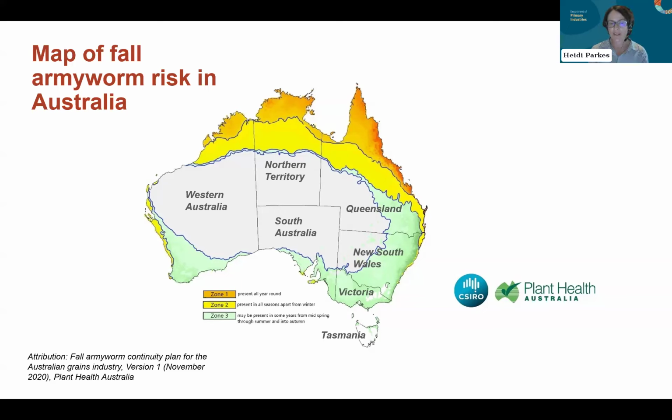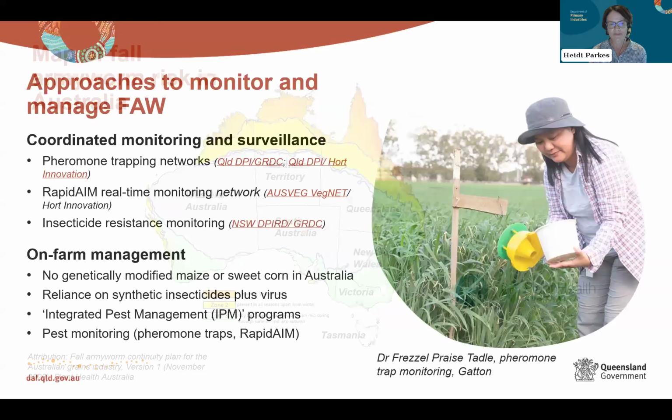As you move south along the eastern seaboard into the yellow zone, where populations are thought to be able to persist for most of the year apart from winter, there are places like Emerald, Bundaberg and the Lockyer Valley where fall armyworm has had a considerable impact for growers. And then moving further south into New South Wales and into the green zone, the pest populations have been generally lower and more manageable. Next slide, please.